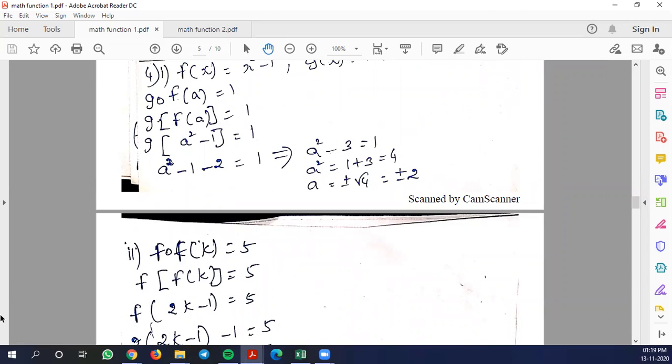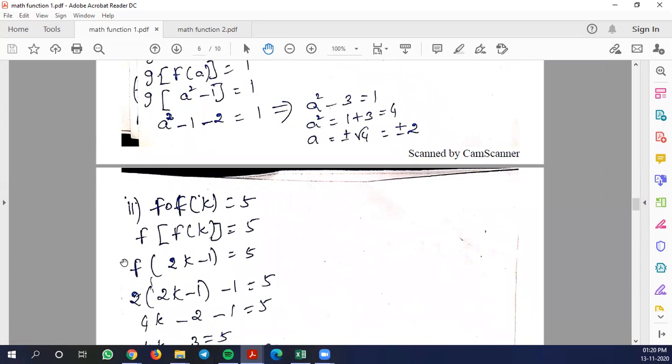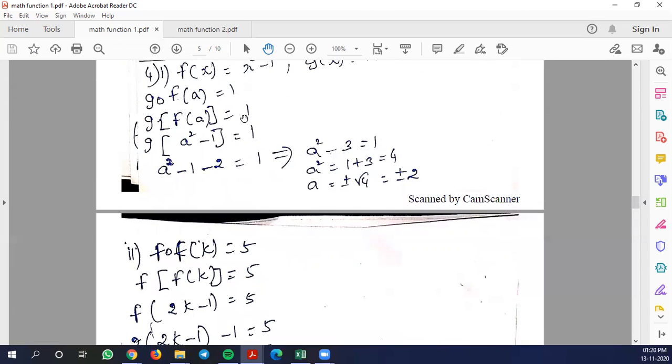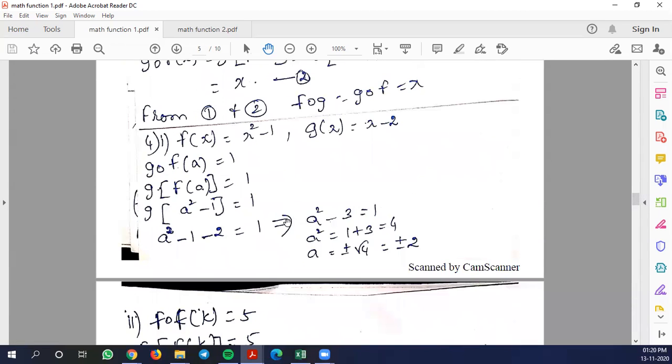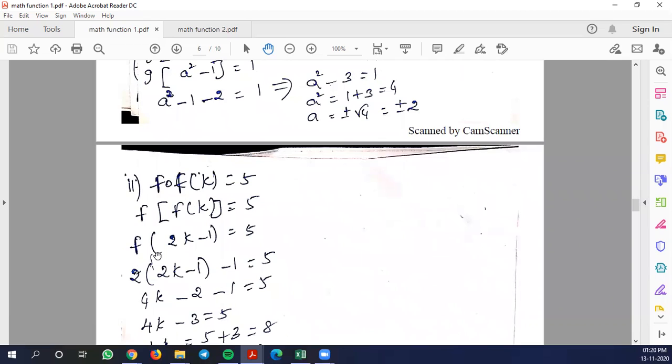Now, second part, f of k equal to 2k minus 1 and f of k equal to 5, it is given. So, f of k equal to 5. So, f of k is given as what? 2k minus 1. F of k is 2k minus 1, it is given. So, it is given in the sum f of k equal to 2k minus 1.